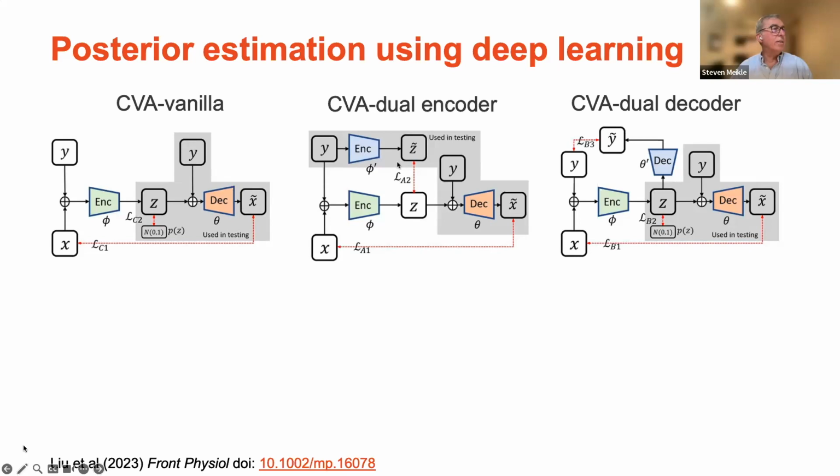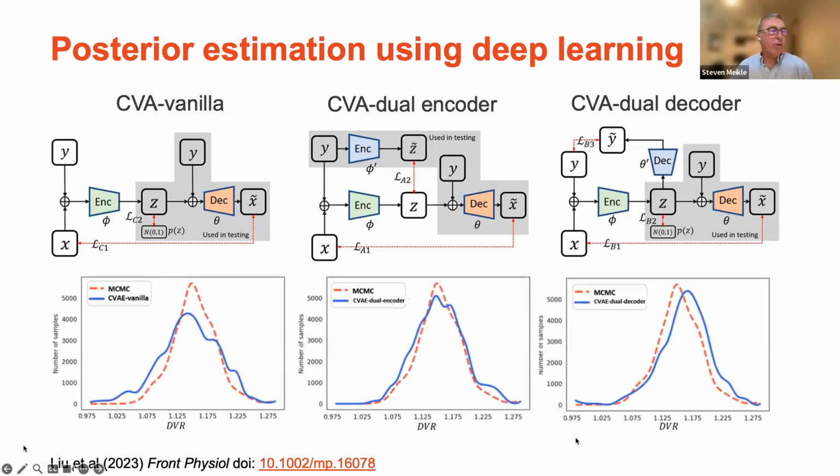This design has the dual encoder design, and this one has, I think I've mislabeled those. So we've actually got an encoder and a decoder here, and this is the dual decoder design here on the right. And these are their estimates of the posterior distributions.